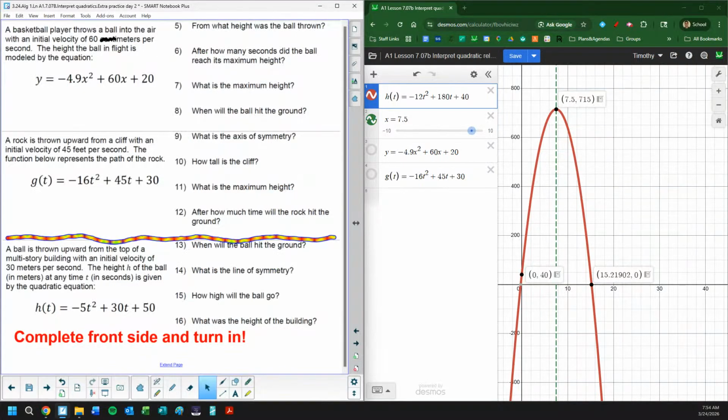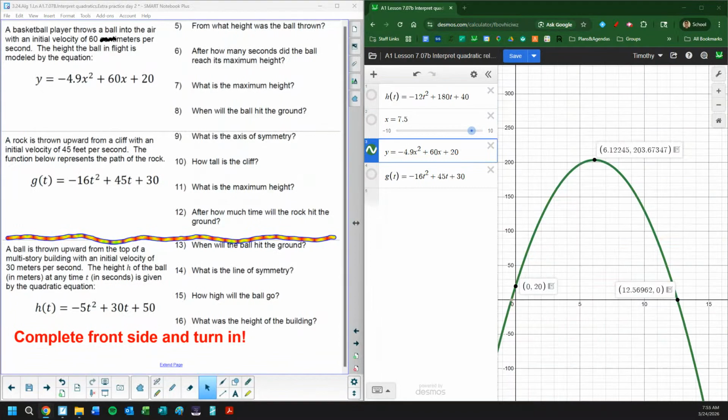All right, so I'm going to change my screen to the next quadratic relationship. At this point, I hope you've typed in y equals negative 4.9x squared plus 60x plus 20. Let's go ahead and mark some text. A basketball player throws a ball into the air. Initial velocity 60 meters per second. And here is the relationship. Now let's mark that text.